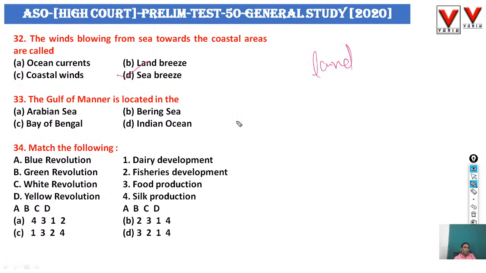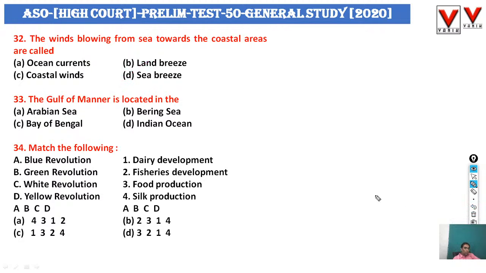So that means sea breezes. Okay, so the right answer is D. 32 right answer is D. The wind blowing from sea towards the coastal area is called sea breezes. So the right answer is D.